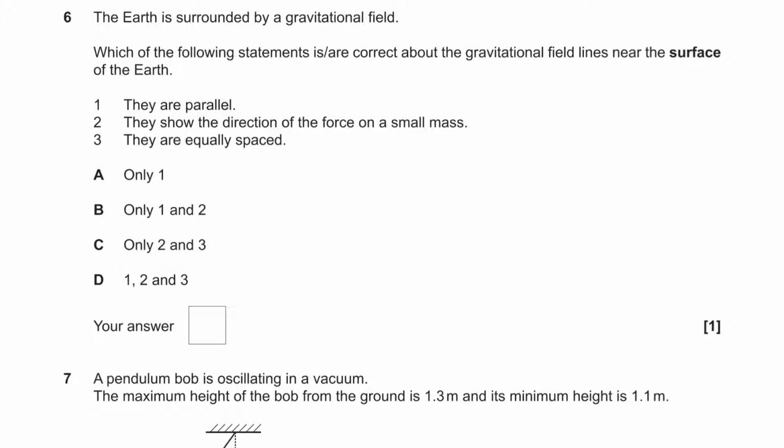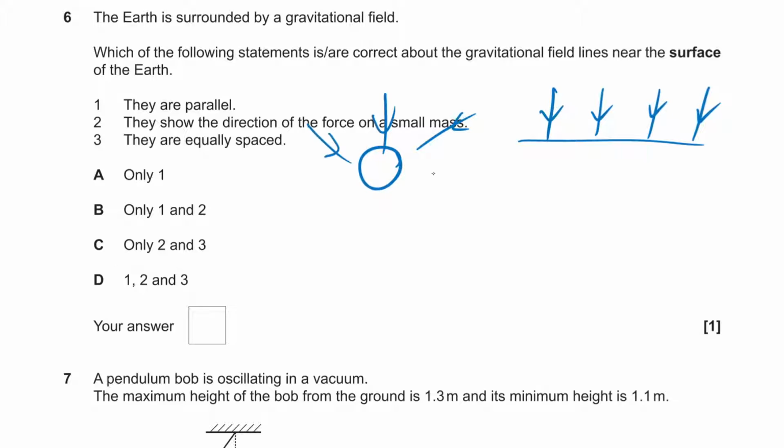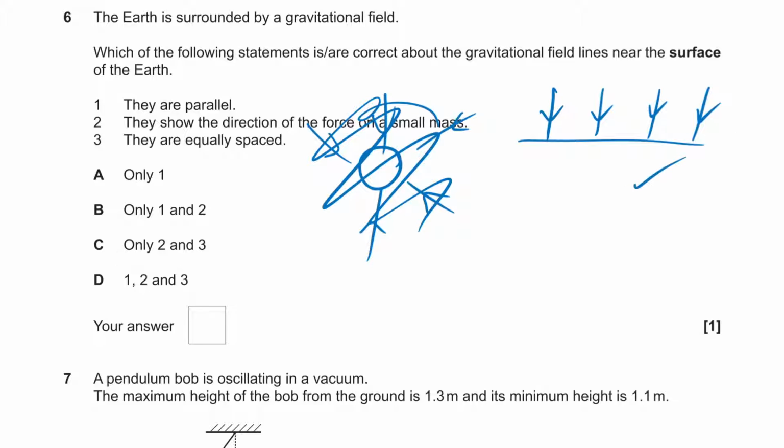Number 6, the Earth is surrounded by a gravitational field, blah, blah, blah. What is true about the field lines near the surface of the Earth? Okay, that's a bit mean. If we're talking about near the Earth, then we're looking at things very closely. So we're not looking at this. Forget about that. We're looking at this, but that's a bit mean because, you know, near is a bit subjective. They are parallel. Yes. They show the direction of force on a small mass. They always do. Yes. They're equally spaced. Yes. So therefore, it's all 3 of them.